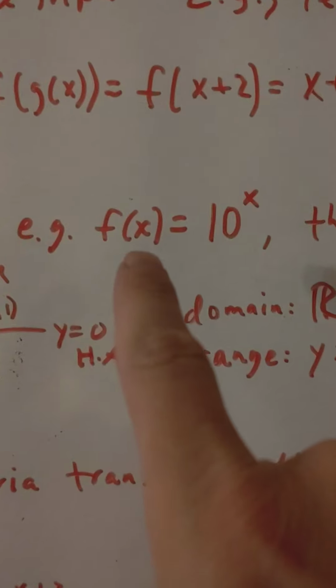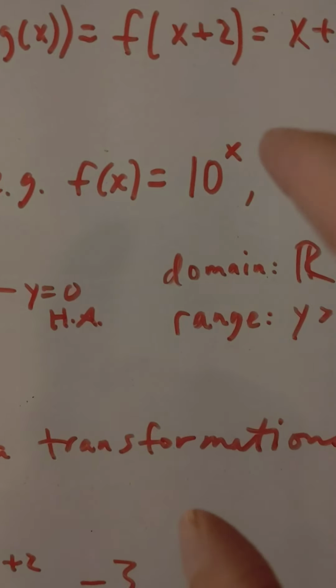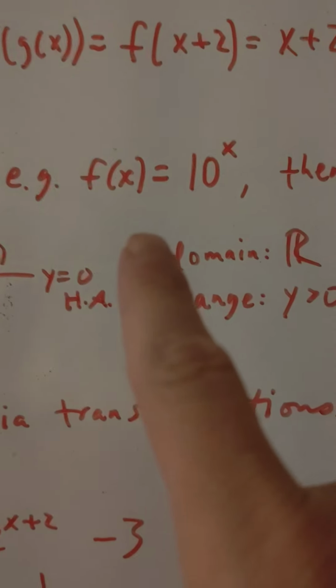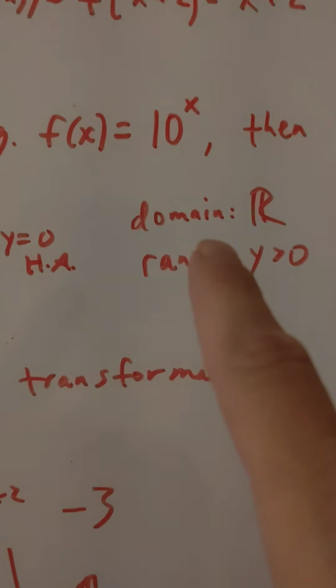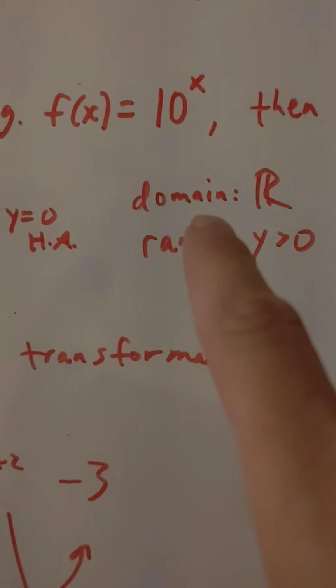Because no matter what you let x equal here, what is y going to be? It's always going to be greater than 0. Even if you let x equal negative 100, 10 to the negative 100th power is a positive answer. Okay, so what's the domain? All real numbers. That's a good thing to know about exponential functions. The domain is always all real numbers.